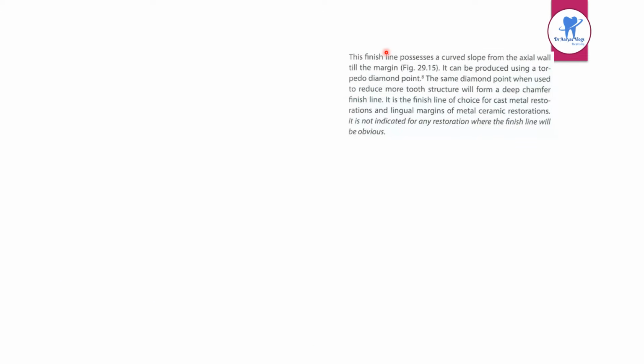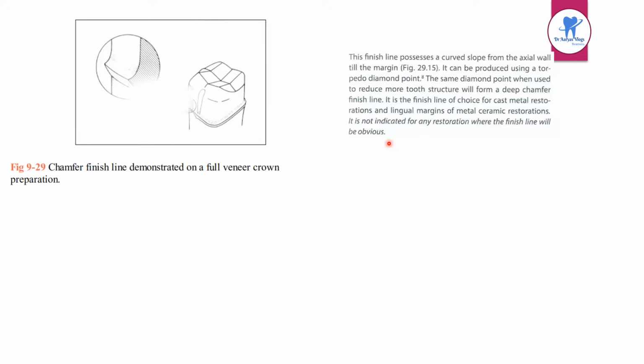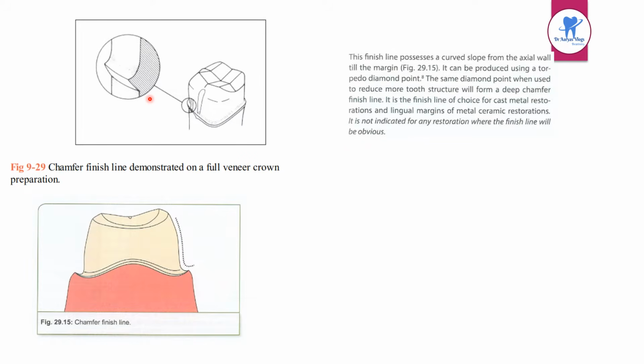Here is the chamfer margin. It is demonstrated on a full veneer crown preparation. And the finish line possesses a curved slope from the axial wall to the margin. This is the chamfer finish line. So it can be produced using a torpedo diamond point.